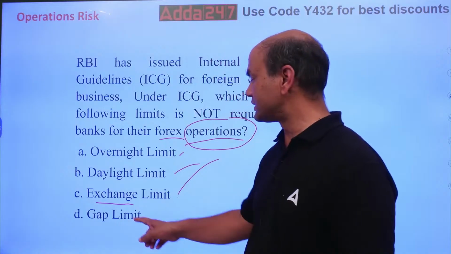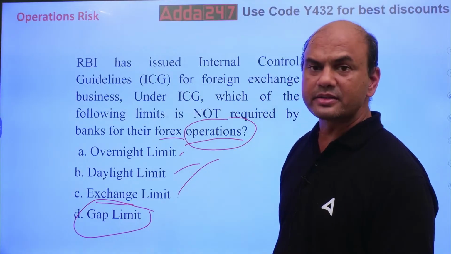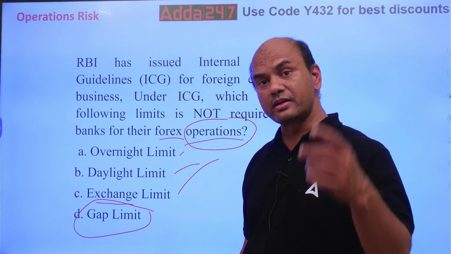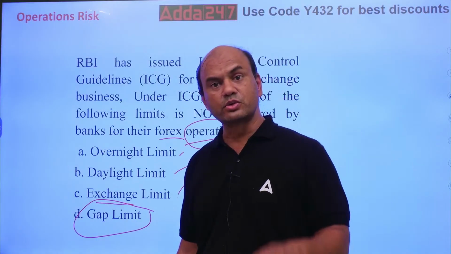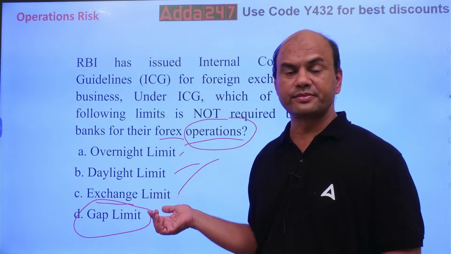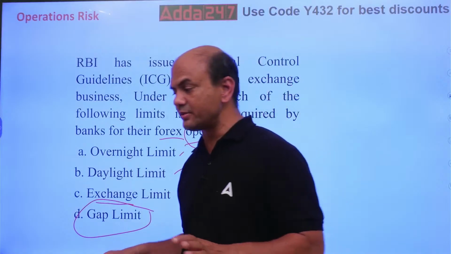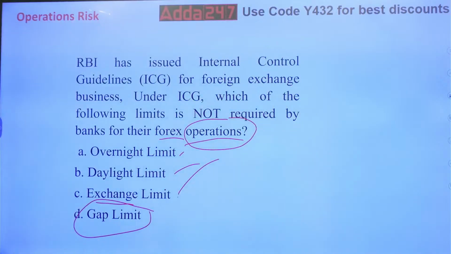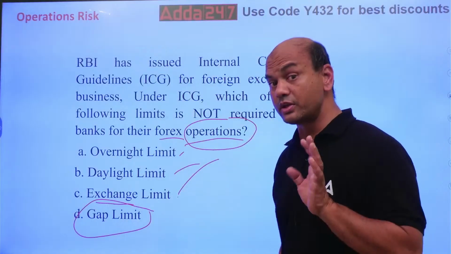And what is gap limit? Gap limit is not part of your operations. Gap limit is related to your market risk. This is totally different from Forex operations. Got it? Gap limit means mismatches. Gap limit comes when you have mismatches in the maturities as well as in the amounts. So this is not part of your ICG, for Forex, only for Forex I am talking.